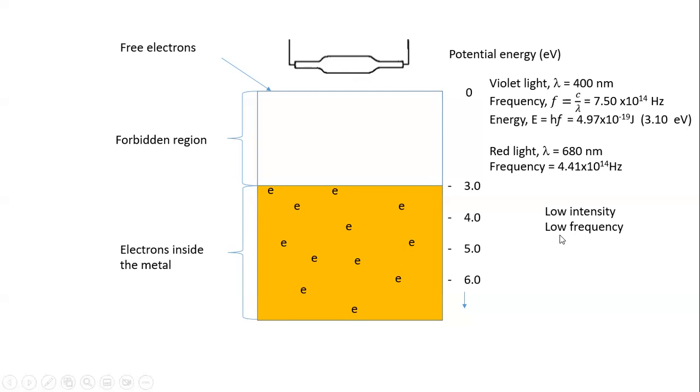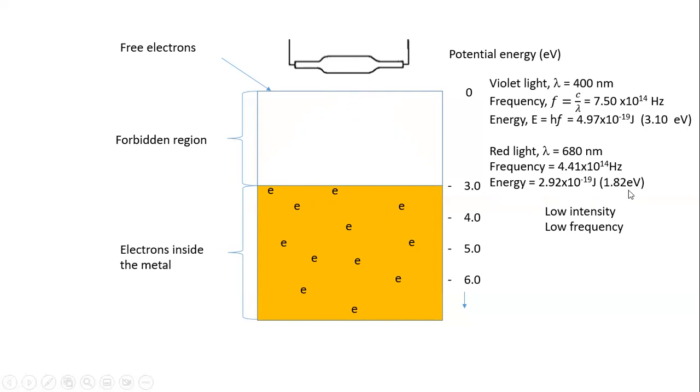Okay, next consider red light. Let's consider a wavelength of 680 nanometers, and this is the frequency of red light. If I use low intensity, that means few photons, let's say 2 photons. When these 2 low-intensity photons strike the metal, nothing happens. No photoelectrons are produced. So what's the energy of this red photon? Since we have the frequency, we can calculate the energy of the photon to be 1.82 electron volts.